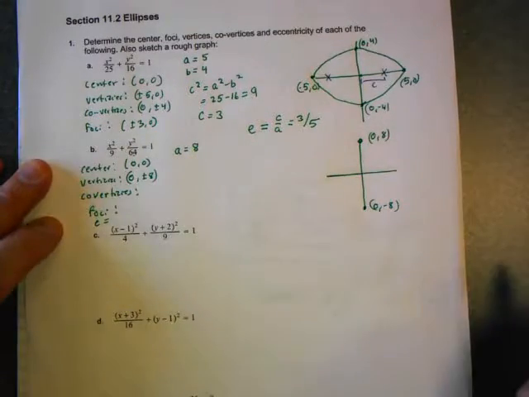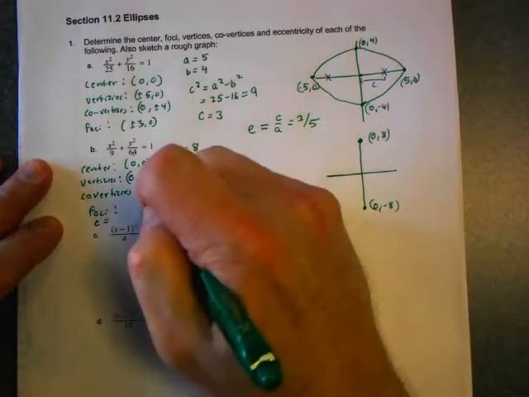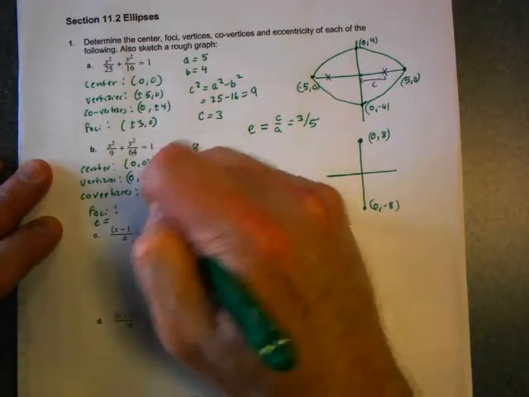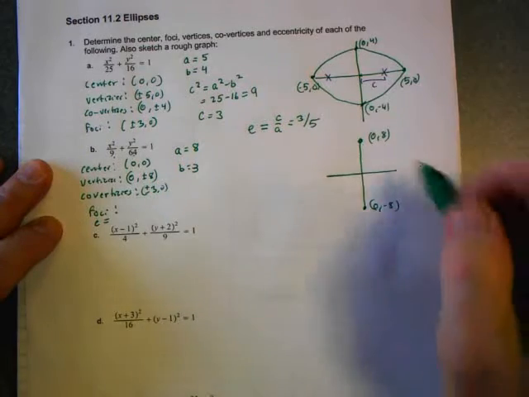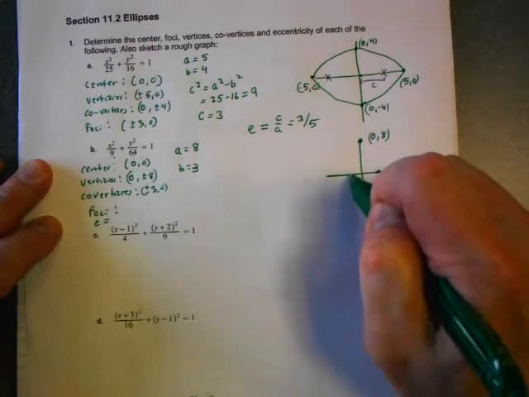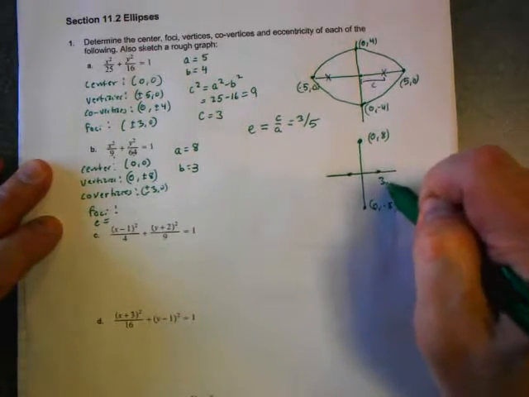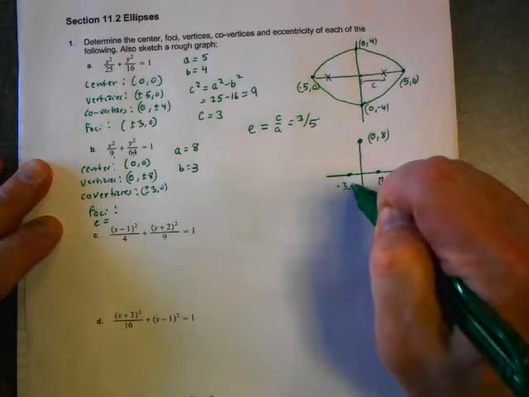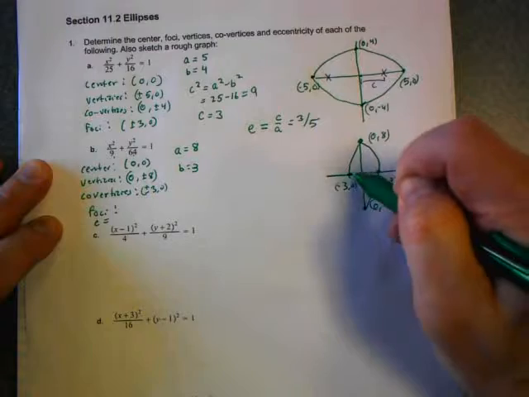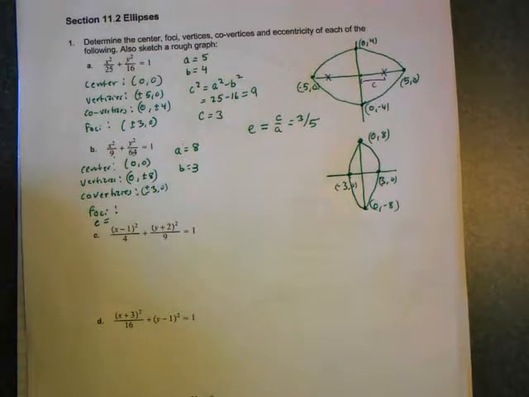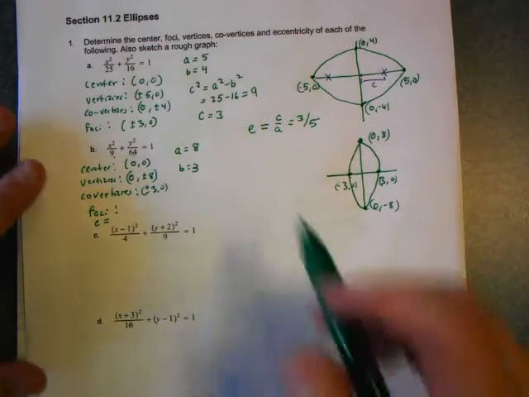Co-vertices. Plus or minus 3, comma 0, because b is the number 3. B squared is there, so this is there and there. 3, comma 0, and negative 3, comma 0. And that's not the best graph I've ever drawn, but close enough. This is a rough graph.